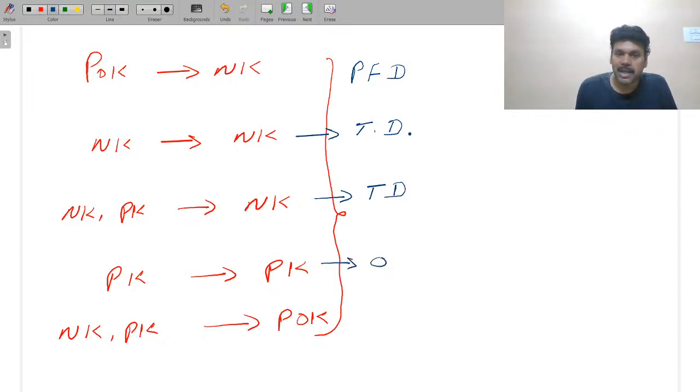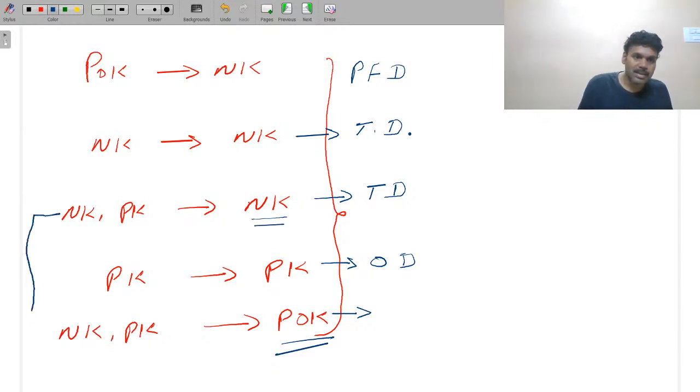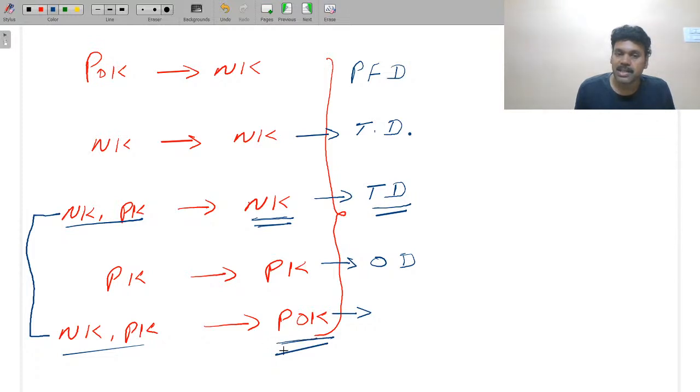Next one, part of key versus part of key, overlapping. Next also, as RHS is the part of key, it's not a non-key. Look like very similar this and this. Please observe. This and this is very similar, but RHS is different. If RHS is a non-key, it is a TD. If RHS is a part of key, it is a what? OD. Overlapping dependency. What is the problem with overlapping dependencies, friends? Redundancy. We will show you a proof in that and how to avoid it.